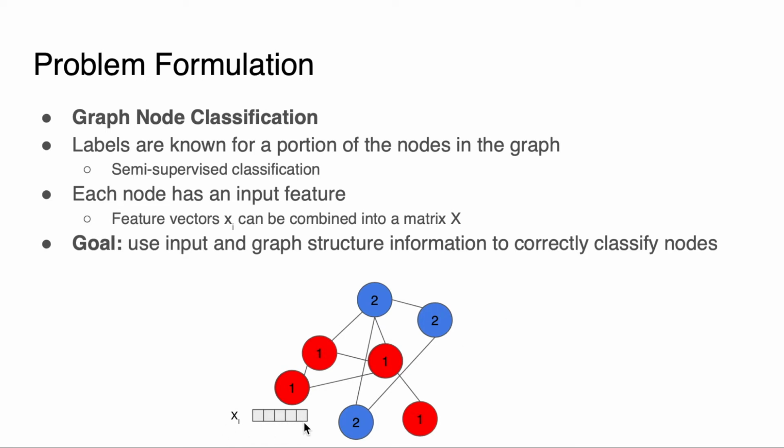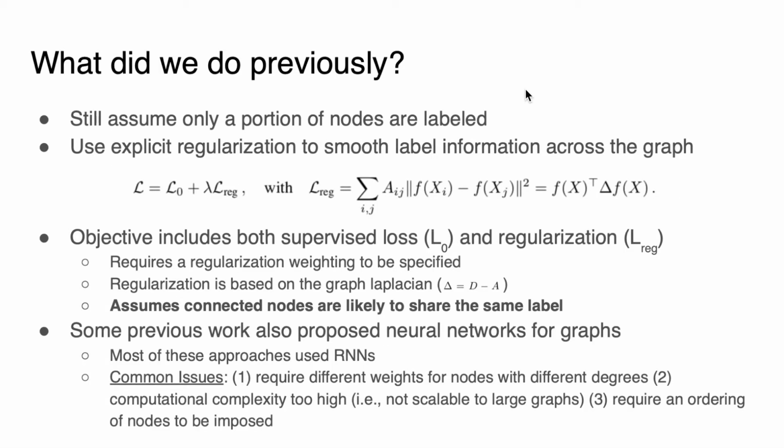And our goal is to take these input vectors assigned to each node, as well as the information encoded by the graph structure, and then use this information to input into a model that can correctly classify nodes within our graph. Many approaches to semi-supervised node classification preceded the graph convolutional network. All of them still assumed that only a portion of our nodes were labeled, but not all of them.